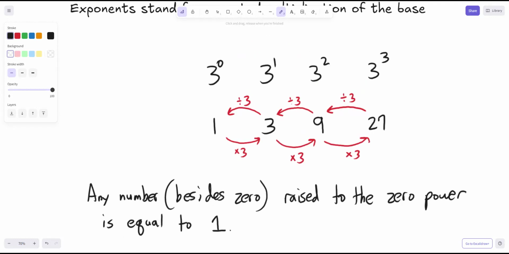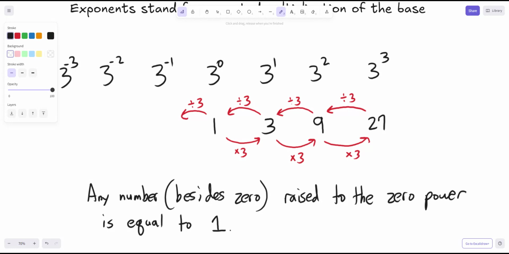Okay, this is what you need to know for 6th grade. If you want to go a little more advanced, then we can talk about negative exponents. What would 3 to the negative first power, 3 to the negative second power, and 3 to the negative third power look like? Well, we would just follow the same pattern. We would continue to divide by 3.